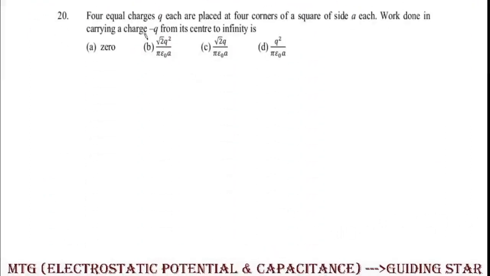Next, here in question number 20, four equal charges Q each are placed at four corners of a square of side A. Okay, there is a square whose side is A, and Q charges are present at the corners of the square. Fine. What is the work done in carrying a charge minus Q from its center to infinity?